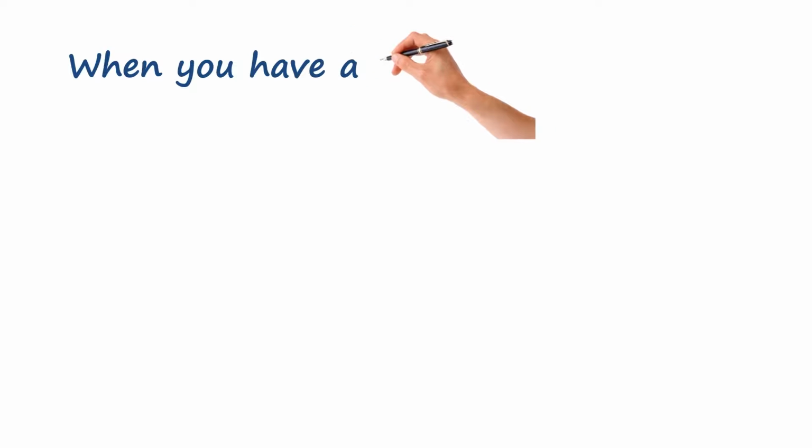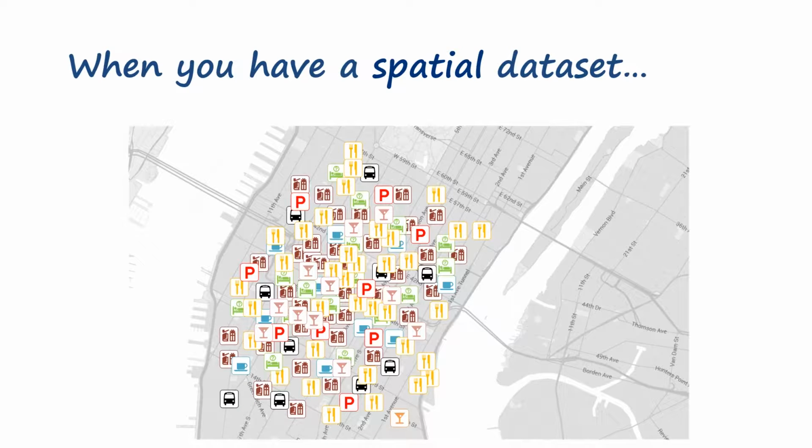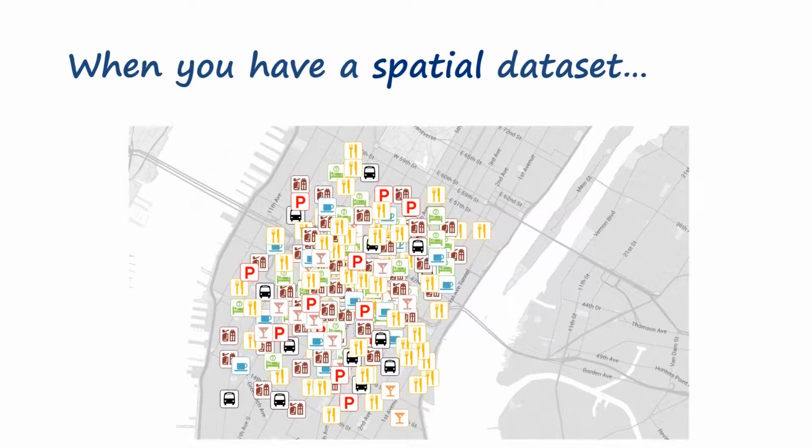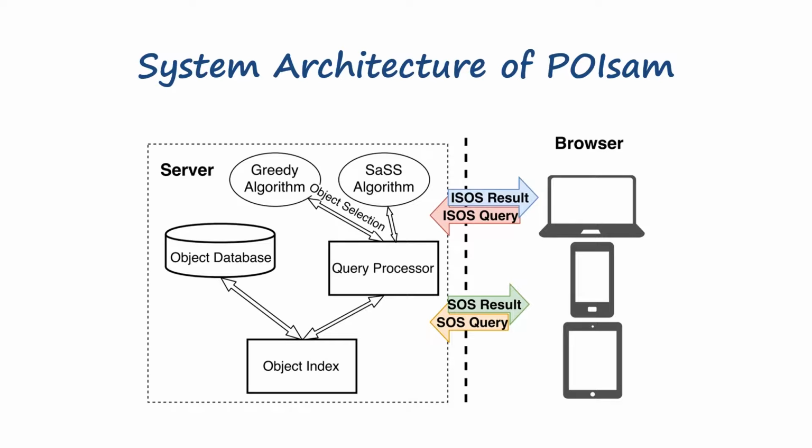When we want to look into a spatial dataset, one of the most general solutions is visualizing each data point on top of the map. However, when we have more data, this could lead to overlapping and unreadable results. In this demo, we present a system for efficient selection of large-scale geospatial data.